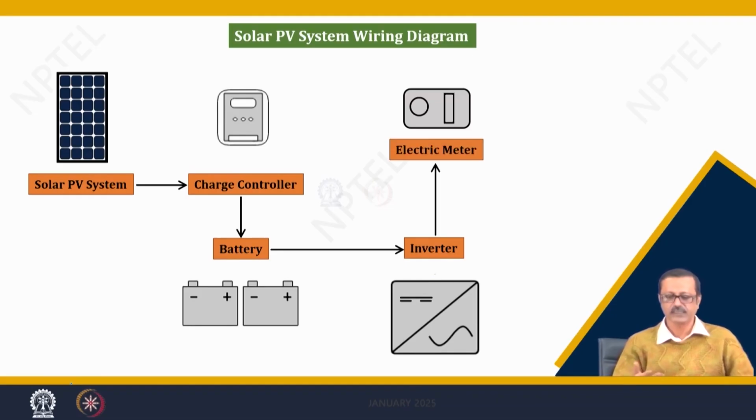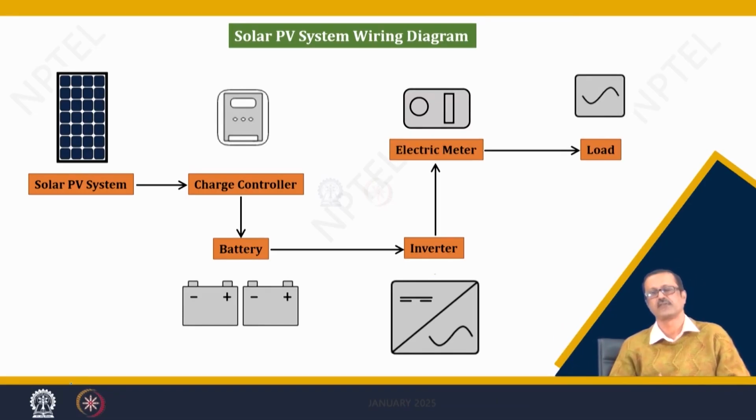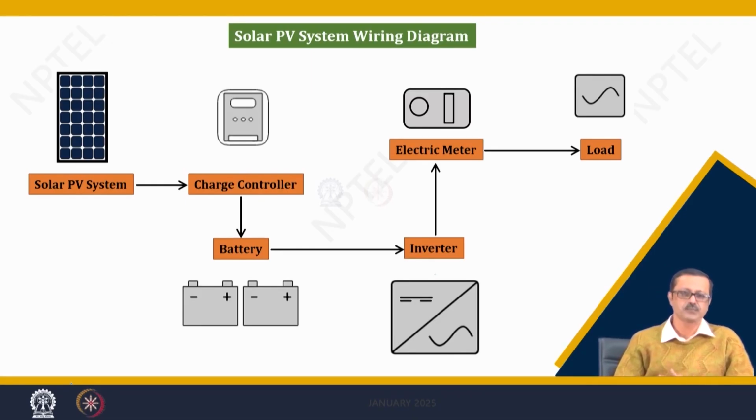After the inverter it goes to the electric meter, and then from the electric meter it goes to the different types of load, like my light or a ceiling fan or anything. But if any electrical equipment can run on DC, then this inverter may not be required, and we can directly connect the battery to the DC load. Nowadays there are some products coming as DC products which can run on DC to bypass this inverter effect.